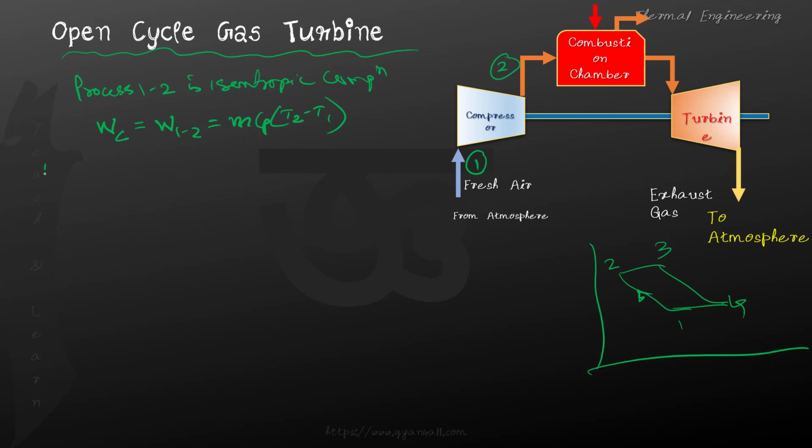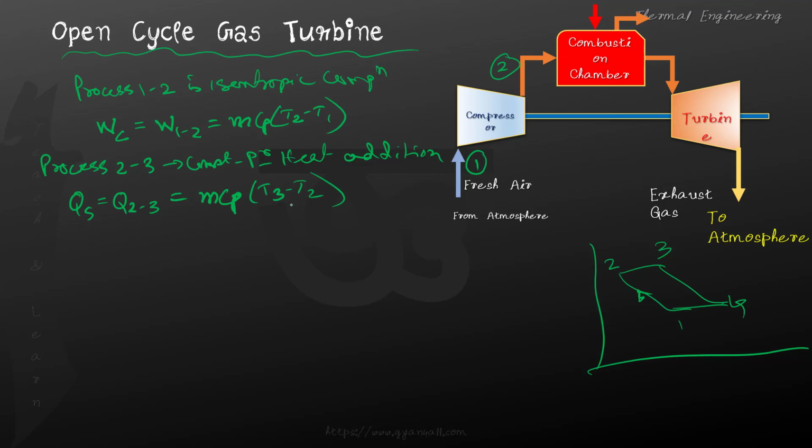Now come to the next process, process 2-3. Constant pressure heat addition. Now definitely heat addition is there. There is no work interaction. In the combustion chamber there is no work. Only heat addition. How much heat is added? Qs, I say. Qs equal to, also we can say Q23, because it is the heat interaction during process 2-3. How much will it be? Again, this is a constant pressure heat addition. So M Cp (T3 minus T2).